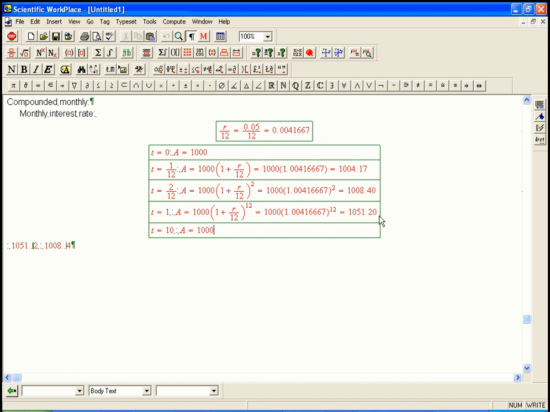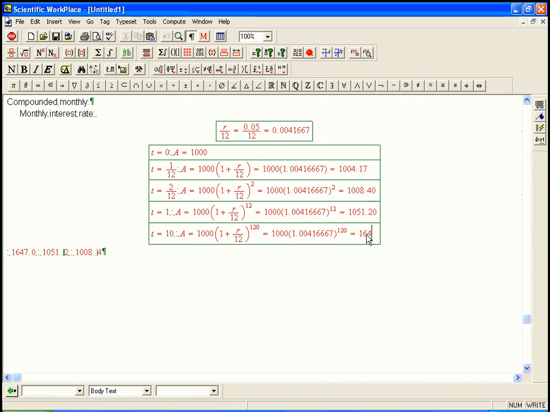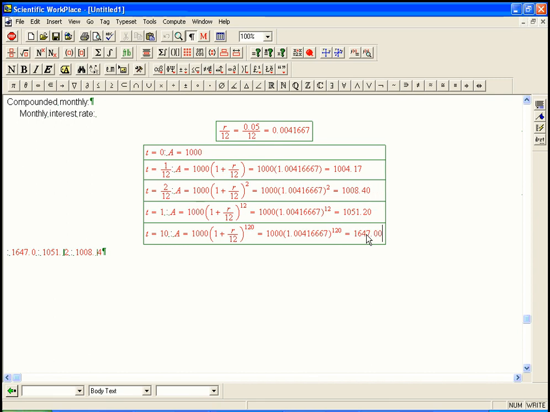Then I'm going to start with 1,000. They're going to give me this measly little multiplier, 1 plus r over 12, but this is going to do it 120 times. And that's going to be 1,000 times 1.04167 to the 120th, which is 1647. And apparently no cents. Okay.